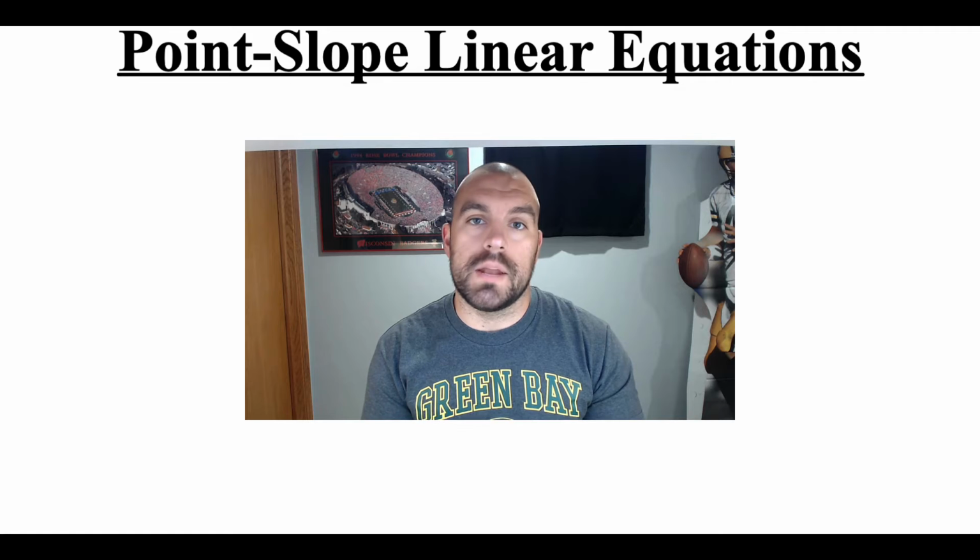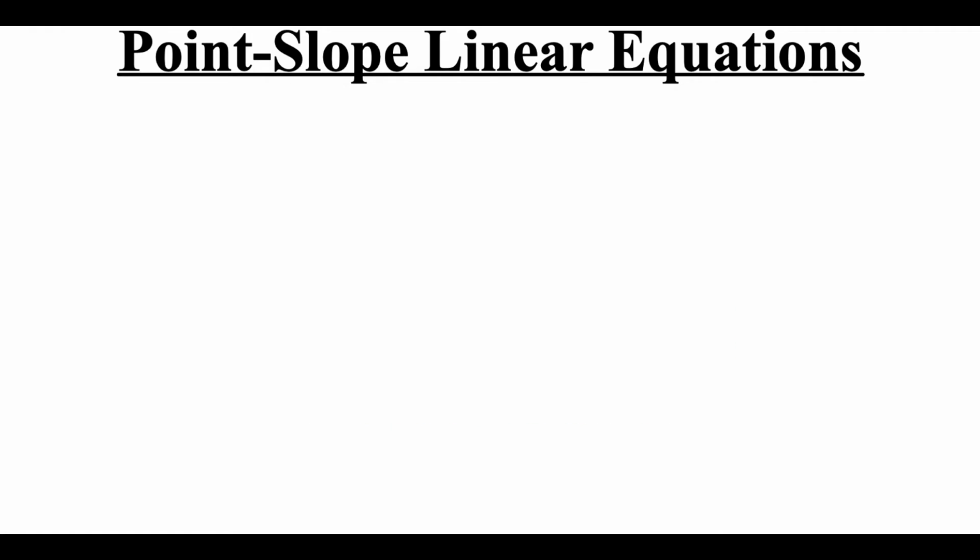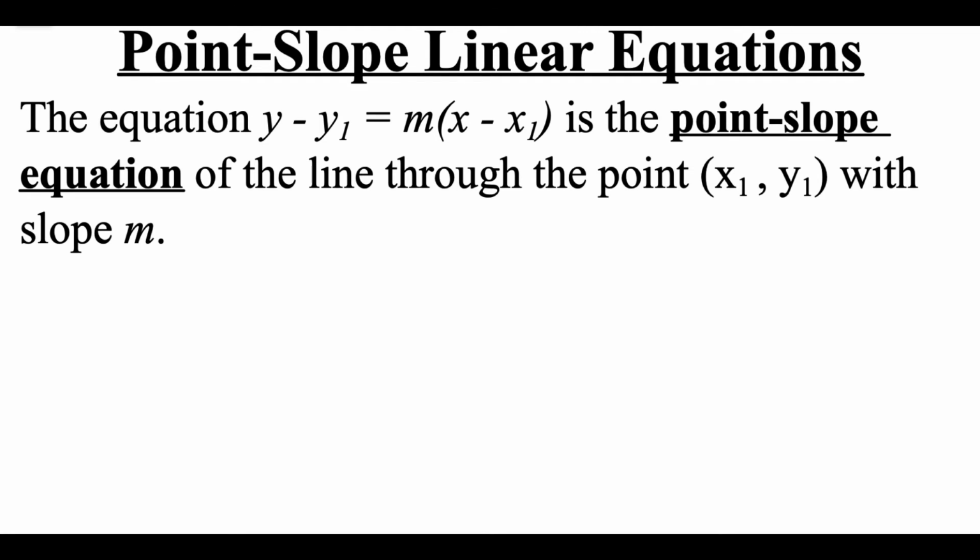In this video, we're going to look at point-slope linear equations. Now, as we're looking at linear relationships and linear equations, one of the more useful representations that we can use is a point-slope equation. So if we know that our line goes through a specific point, x1 and y1, and we know the slope of our line, we can use this point-slope form in order to figure out what the equation would be. So point-slope form of an equation is y minus y1 equals m times x minus x1.